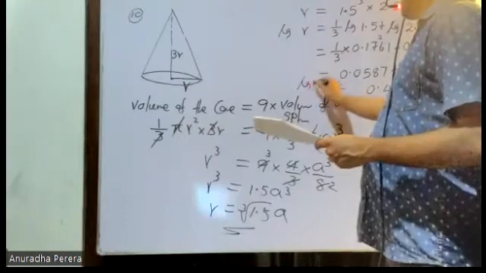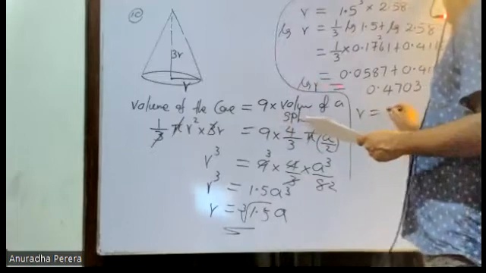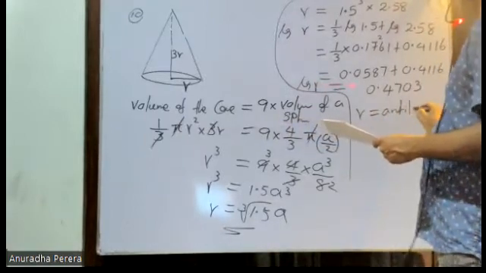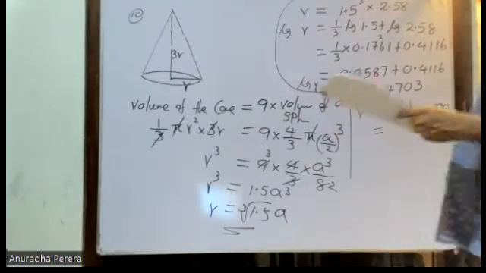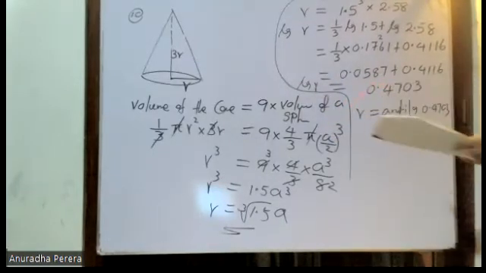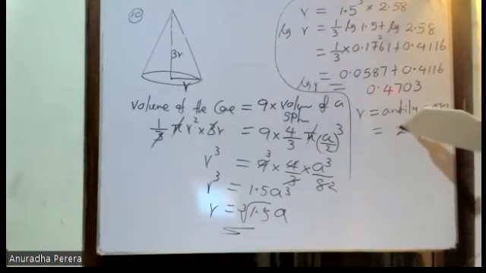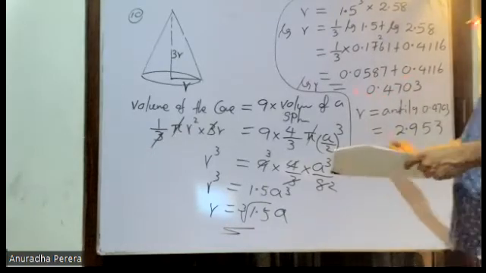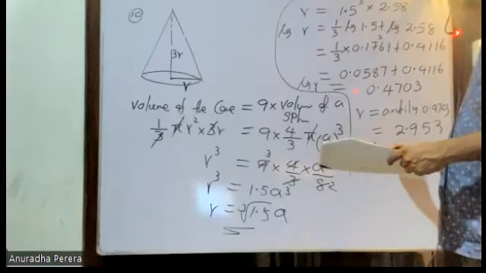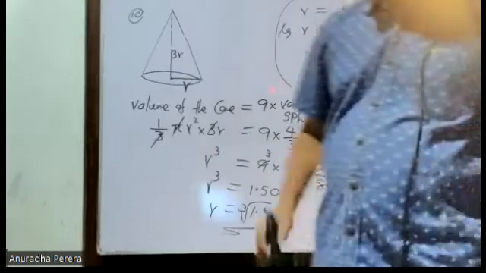lg r is 0.4703. To find r, we need the antilog of 0.4703. Yes, 2.953. The whole number part is 0, so that means 2.953. The answer is radius 3 centimeters. To the nearest centimeter, the answer is 3 centimeters.